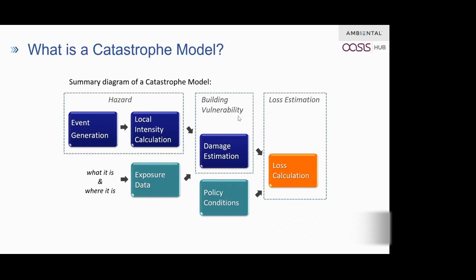The loss estimation is the stage which converts the damage ratio from the vulnerability module into financial loss. The damage ratio function for the specific event is multiplied with the building replacement value, which is usually known from the engineering codes, and this gives us two different outcomes, which are the AALs and EP curves. We will discuss what these outcomes are towards the end of the slide deck. Next slide, please.